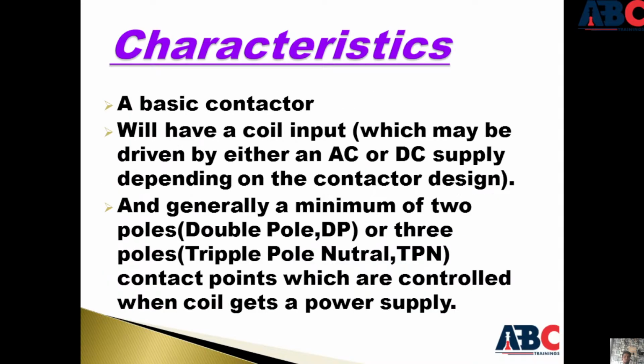A basic contactor will have a coil input, which may be driven by either an AC or DC supply depending on the contactor, and generally a minimum of two poles, double pole, or three poles, triple pole neutral (TPN). Contact points are controlled when the coil gets power supply.